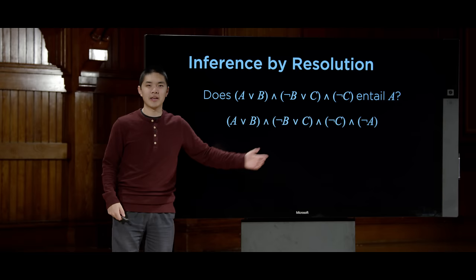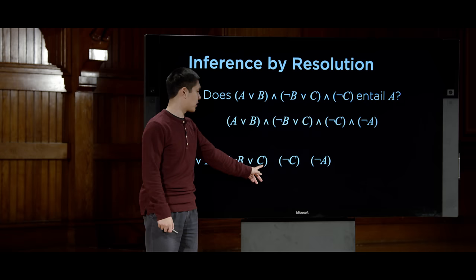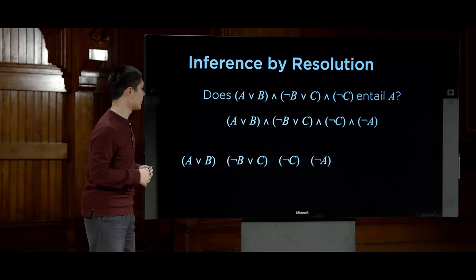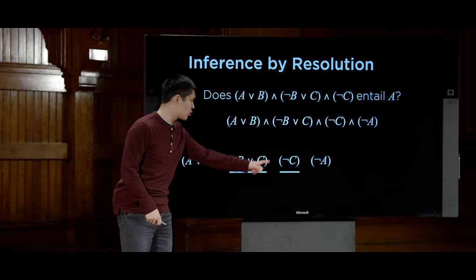And I have four different clauses. I have A or B. I have not B or C. I have not C. And I have not A. And now I can begin to just pick two clauses that I can resolve and apply the resolution rule to them. And so looking at these four clauses, I see, all right, these two clauses are ones I can resolve.